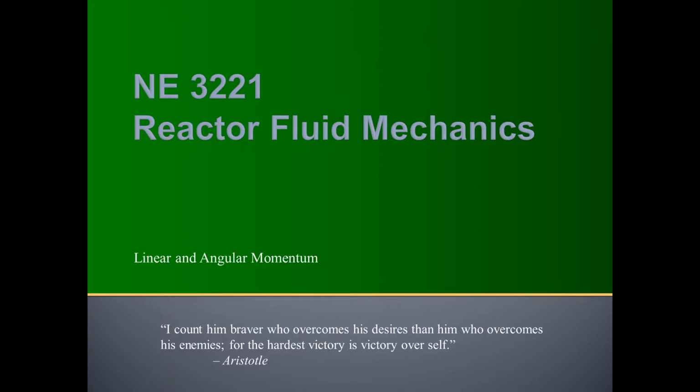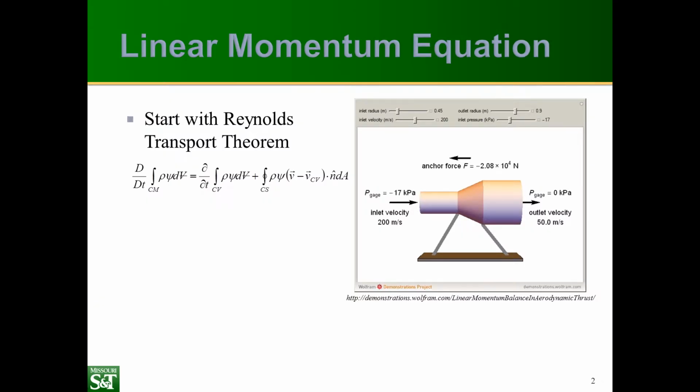We're going to continue our discussion of control volume laws by looking at momentum. We're going to start with linear momentum, and we're going to move on to angular momentum. So we actually are going to start with the Reynolds transport theorem again. Now, again, we're going to decide what we need here. So we want momentum. Momentum is mass times velocity.